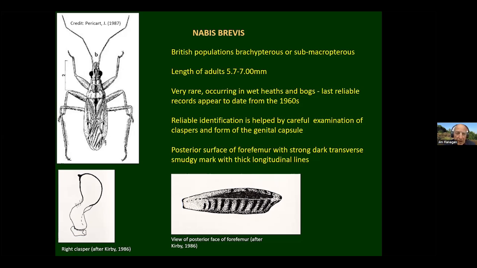Again, with prominent eyes and long antennae, and it is very rare. The records that we have, it seems to be associated with wet heaths and bogs, and our last reliable records actually date back to the 1960s. So the status of this species here is quite uncertain. I think it's likely to be under-recorded, but in the south, a lot of wet heath has been well worked by a lot of people. And it's probably at the edge of its range here. All the records are southerly.